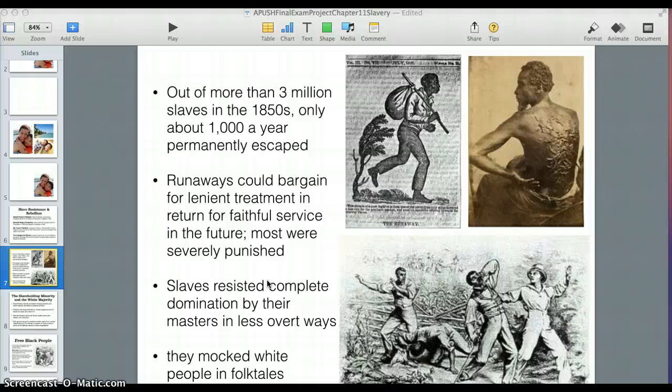Slaves resisted complete domination by their masters in less overt ways. They mocked white people in folk tales. Slave owners routinely complained of slaves malingering, which meant pretending to be ill at work, abusing farm animals, losing tools, stealing food, and committing arson. These subversive acts of protest helped slaves to maintain a sense of dignity and self-respect. And in these pictures, you can see a slave escaping and how the masters treated their slaves.